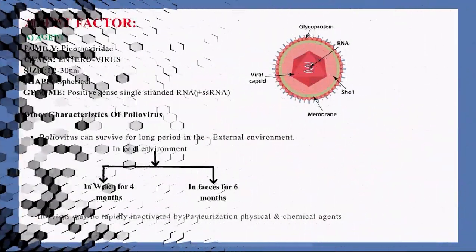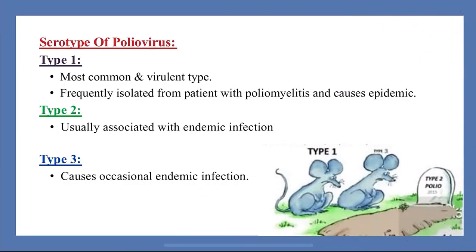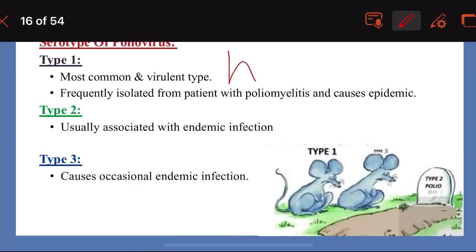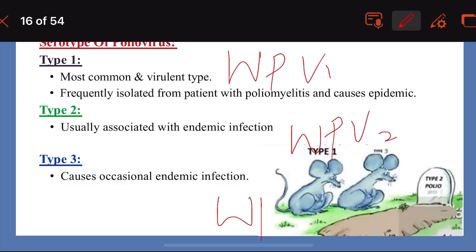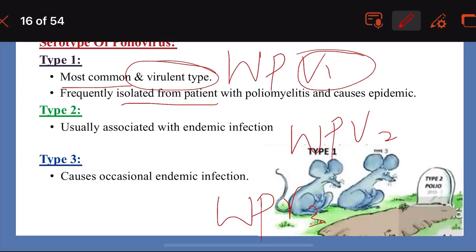Moving further to the serotypes of the poliovirus. We have 3 types. I told you: wild poliovirus type 1, wild poliovirus type 2 and wild poliovirus type 3, wherein type 1 is the most common and the most virulent type. It is frequently isolated from patients suffering with poliomyelitis, and it is the one responsible for causing epidemics. Is it clear? Poliovirus type 1 is responsible for causing epidemics, where the disease frequency will be increased.